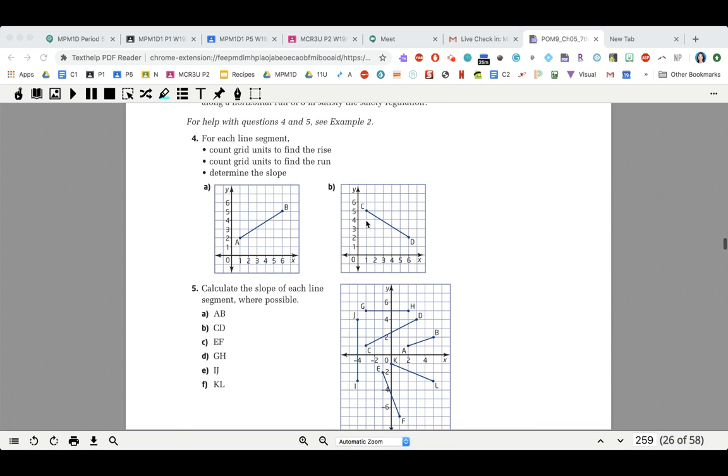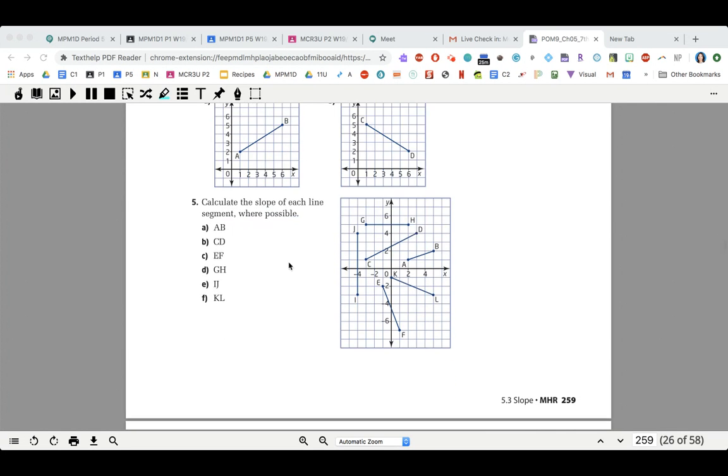Okay, for this one, you have going from C to D, you're always looking at left to right. So you have a rise of 1, 2, 3, negative 3. So a rise of negative 3, and 1, 2, 3, 4, 5, a run of 5. So my slope is m equals rise, negative 3, over 5.